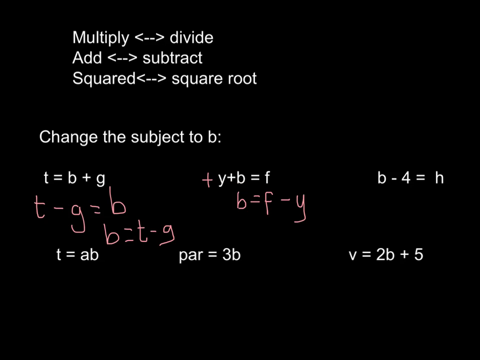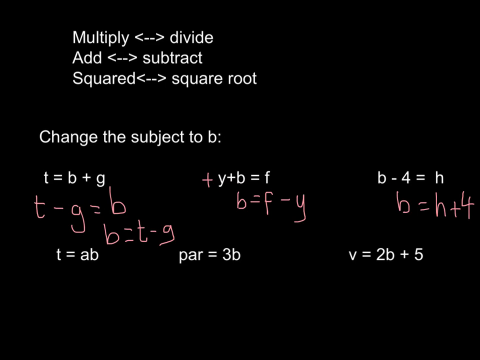This last one on this line, we've got B here with minus 4, but we want it to be by itself on this side. So minus 4 has to jump over to this side, and minus changes to plus. So it would be B equals H plus 4.